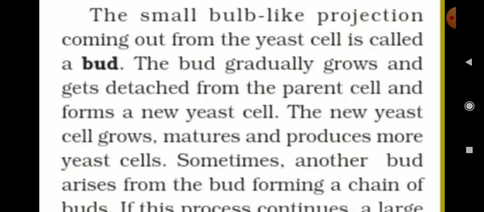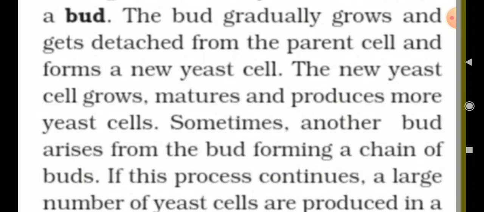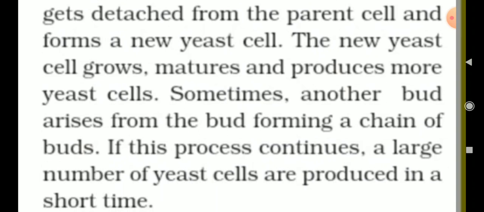Next, the bud gradually grows and gets detached from the parent cell and forms a new yeast cell. The new yeast cell grows, matures and produces more yeast cells. Underline the words. Sometimes another bud arises from the bud, forming a chain of buds. If this process continues, a large number of yeast cells are produced in a short time. Underline the words, students.